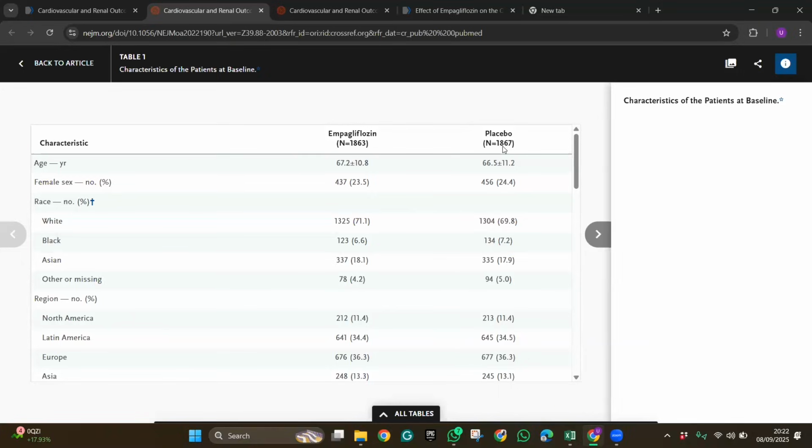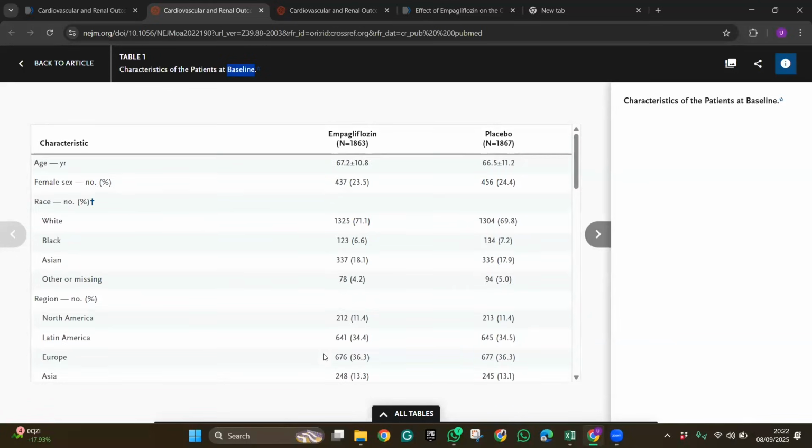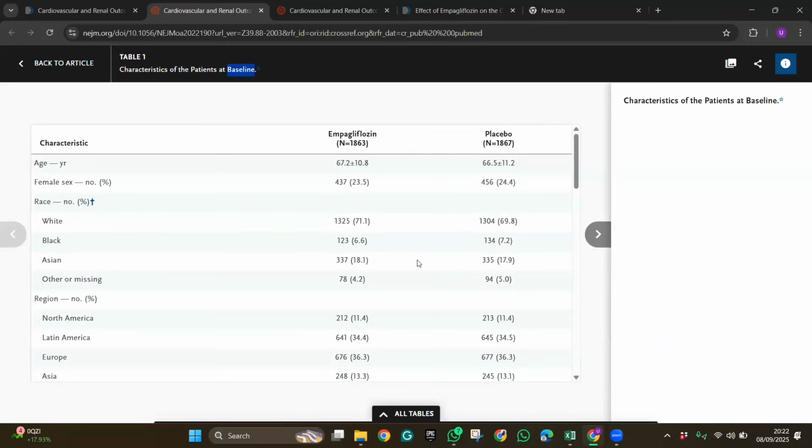Okay, and one more thing. Do you guys see that the empagliflozin is written in the intervention group, but I told you guys that this is the baseline characteristic table, right? And I told you guys that baseline characteristics are those characteristics of the patients before they were exposed to that particular intervention group, right? So even though it is written empagliflozin here, it does not mean that the patients have been exposed to that specific drug, right? These are the characteristics of the patients before they were exposed to the drug, right?